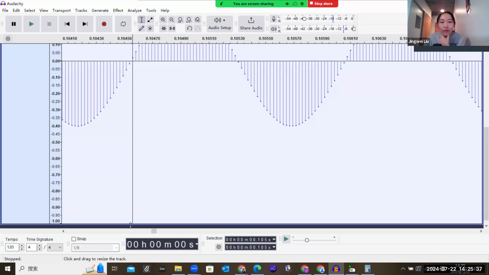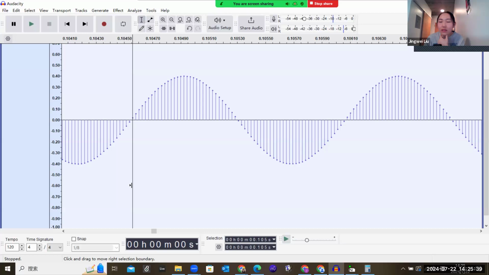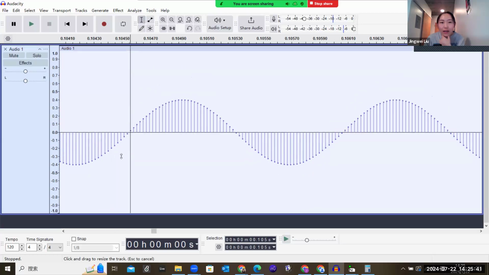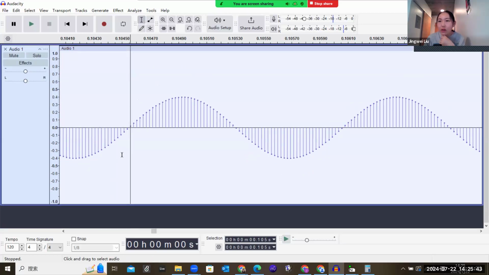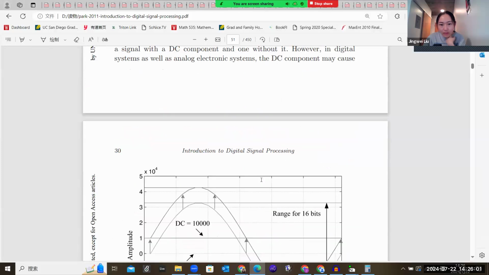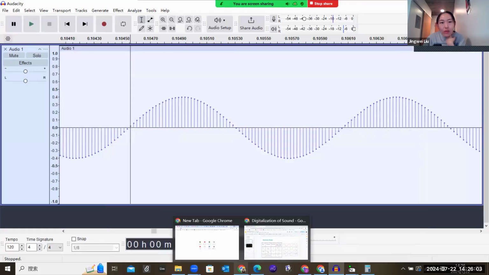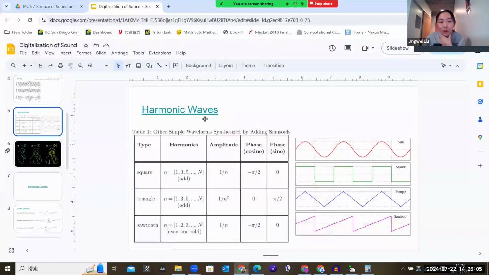If you are very sensitive, if you're doing very fine music production or you are an audio expert, or you are dealing with certain audio that's very sensitive to quantization, then you are able to hear this through your ears. So this is the quantization I want to address here. Now let's continue with our topic on harmonic waves.